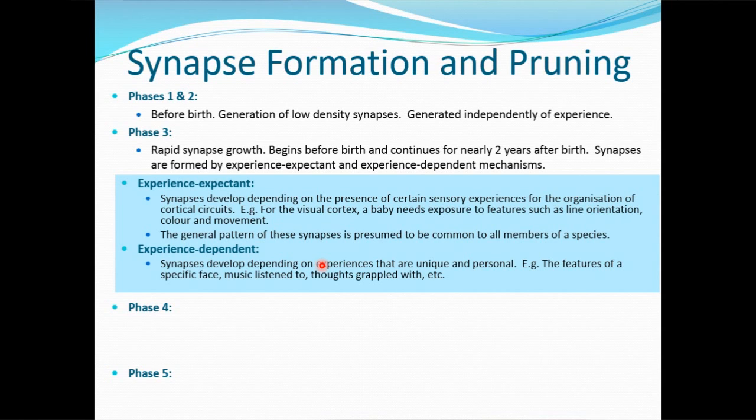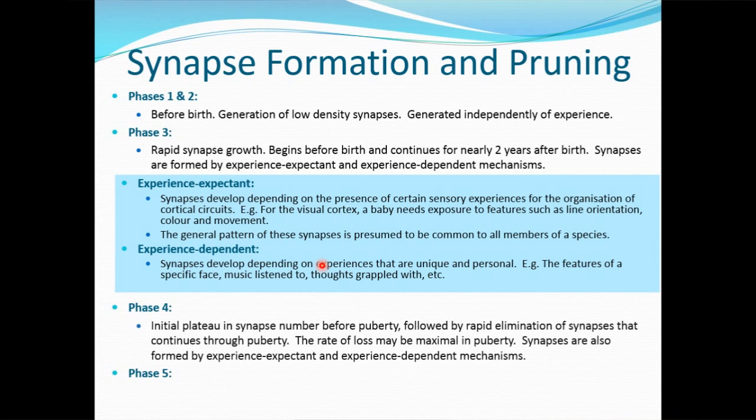So now we know why, as we've known for a long time, it's important that babies get the right sort of stimulation. Then you get to phase 4. There's an initial plateau in synapse formation just before puberty, followed by rapid elimination of synapses that continues through puberty. So now we know why teenagers are so mixed up. It's because there's rapid pruning of synapses. The rate of loss may be maximal in puberty.